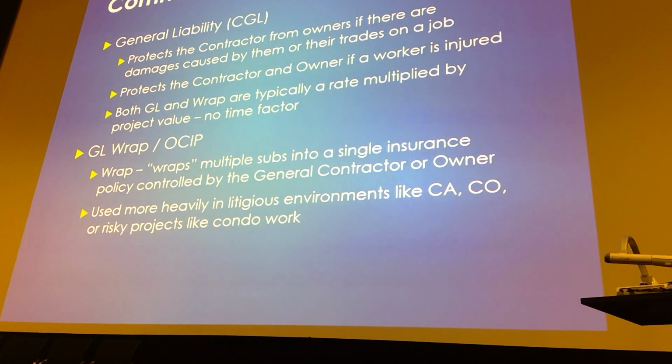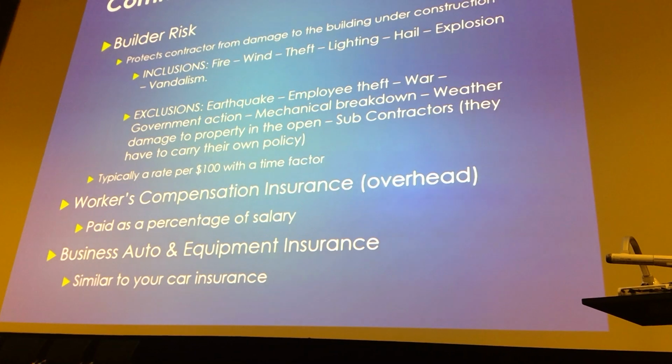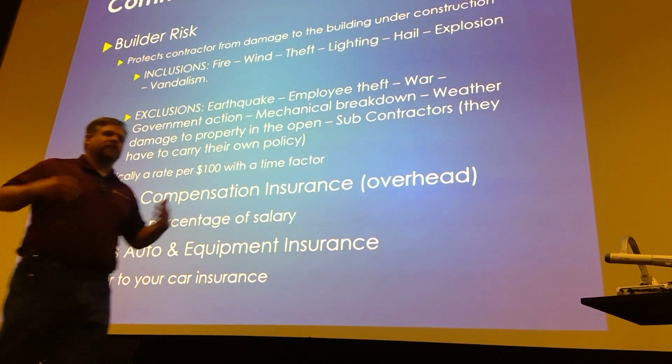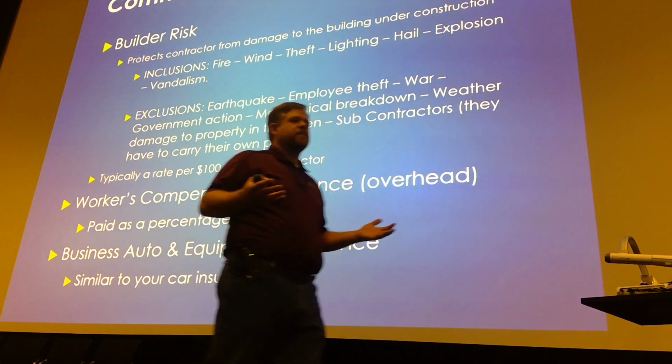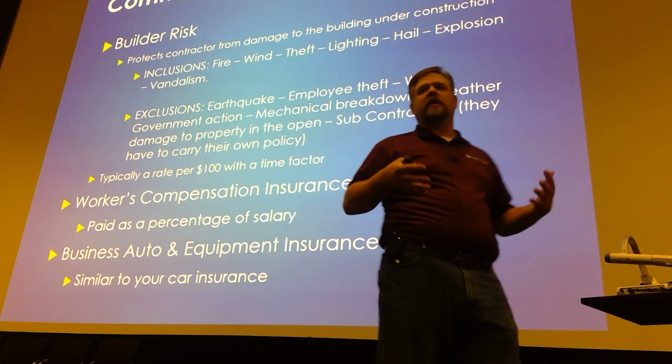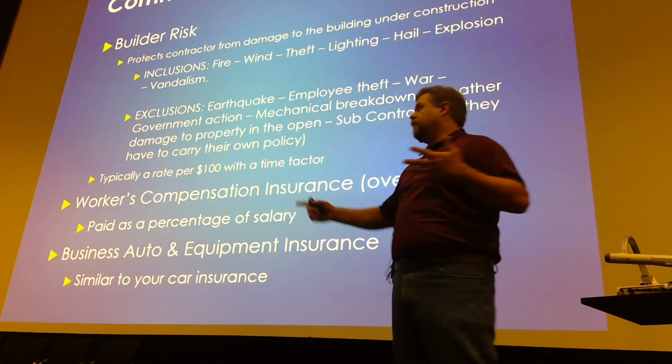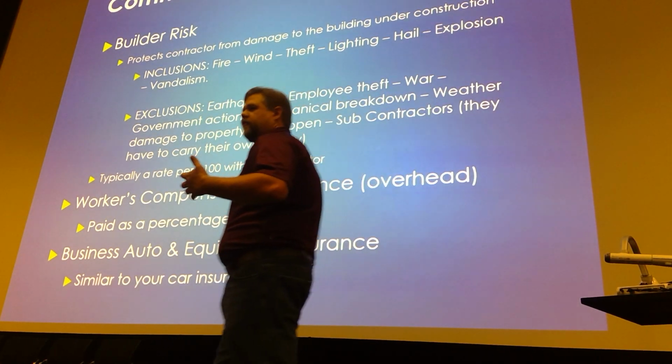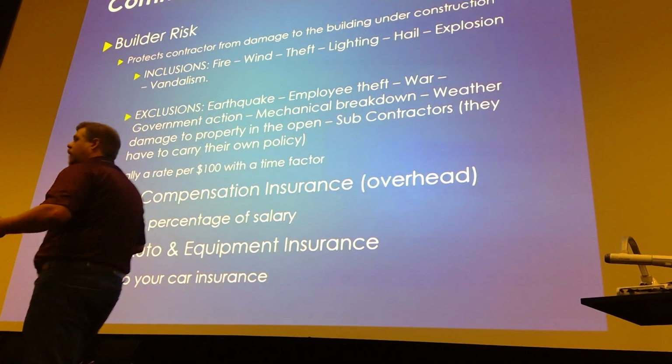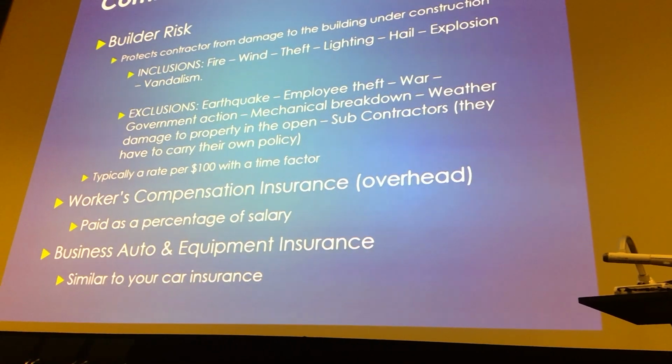So general liability, GL, RAP, OSIP, all these would cover basically the same set of things. That's covering liability on the job. If we drop a hammer and hit a civilian on the sidewalk, it's going to be GL, okay? Builder's risk is, think of it as property damage. If a tornado knocks down our building, or if that fire happened that's in the video, that's going to be probably a builder's risk.